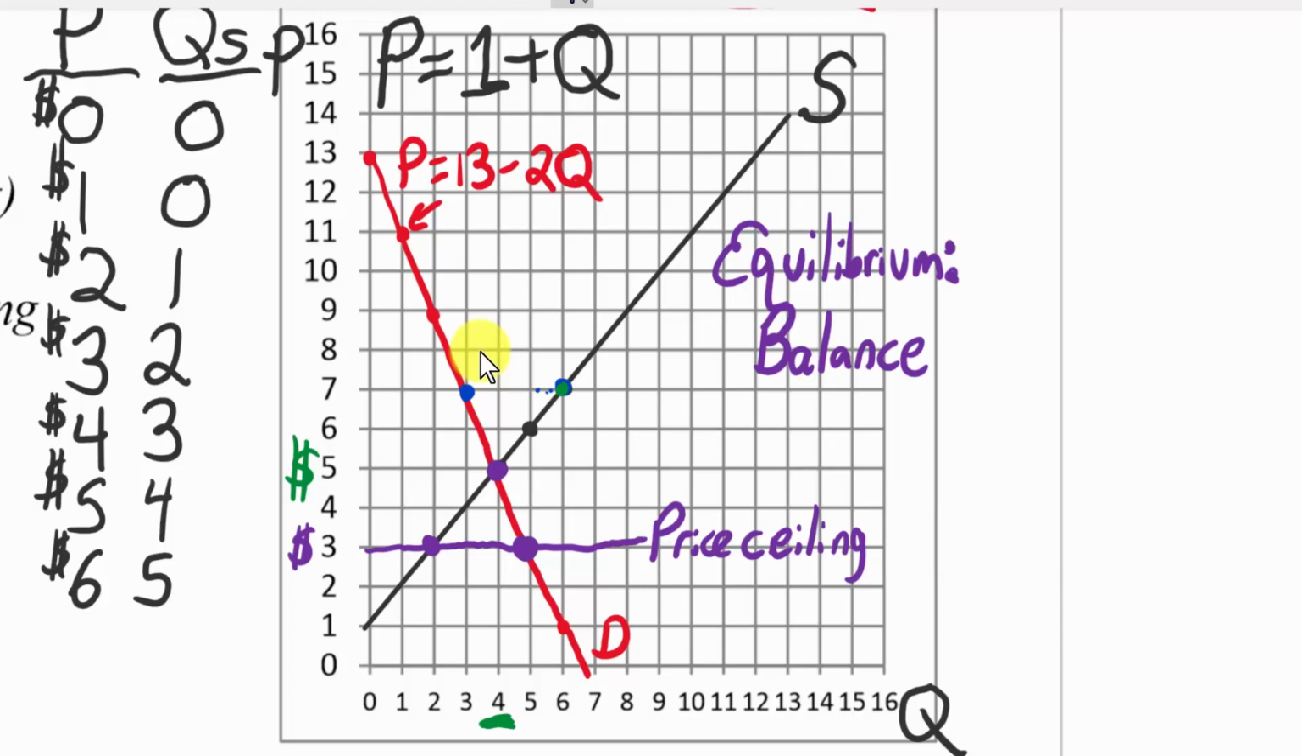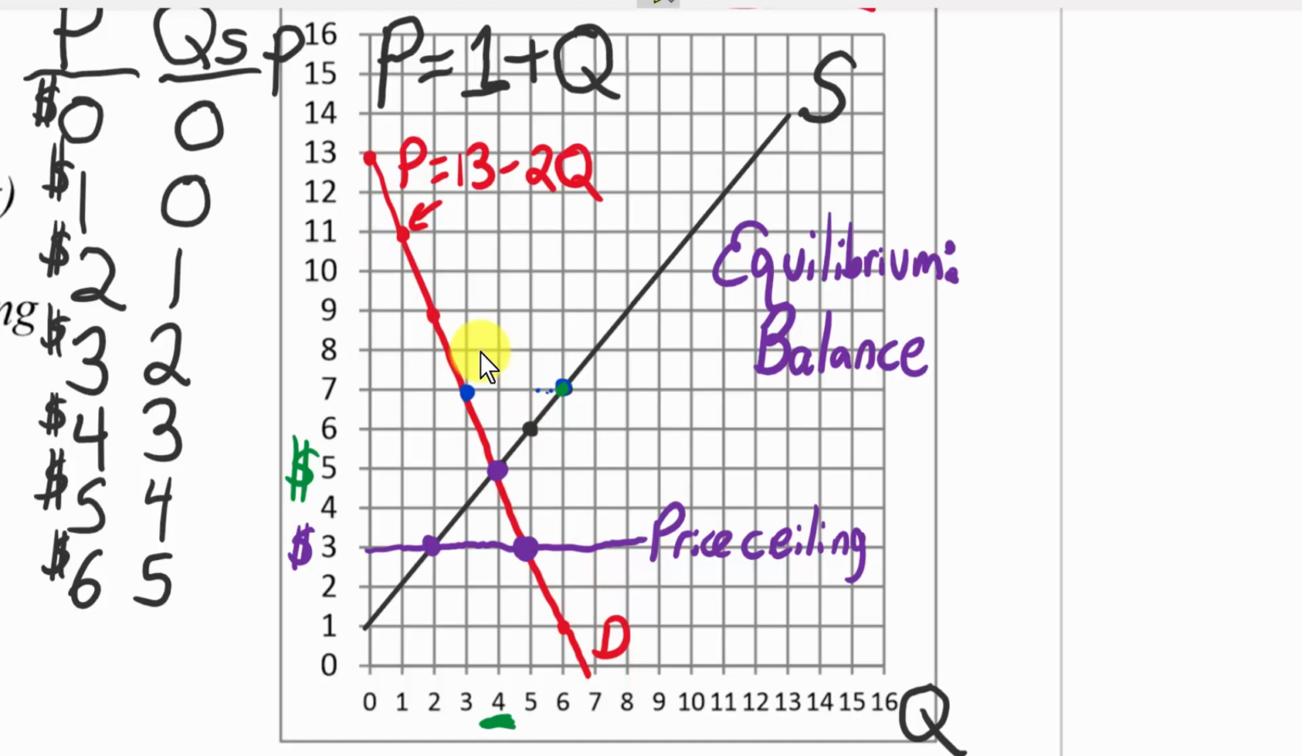Well, let me ask you a couple of questions here, just to review. After the government passes this price ceiling, what is going to happen to demand? The answer is nothing's going to happen to demand. Why? Well, demand, remember, is this entire line. And the entire line is not going to shift because the only thing that's changing is the price went down. So demand is not going to change.